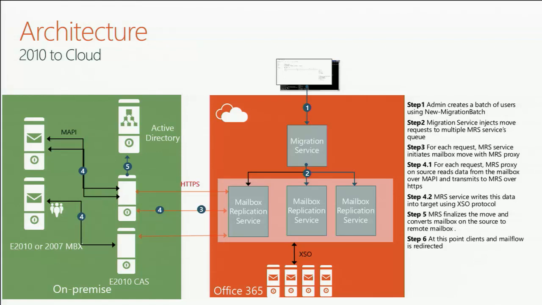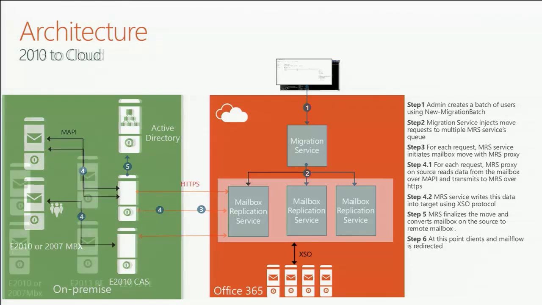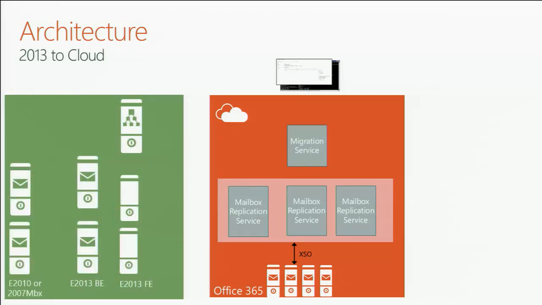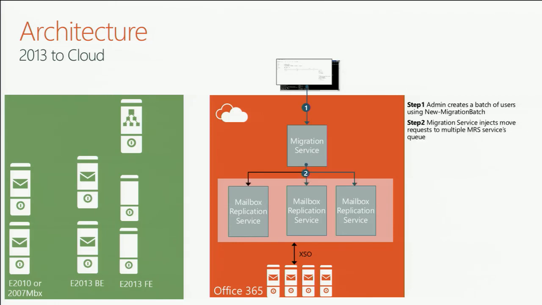This is very similar for 2013 as well, except that MRS in 2013 is running on the mailbox server as opposed to the CAS server. And so let's walk through the same thing. In the cloud, admin issues a new migration batch request, which in turn results in shredding of the request to the various MRS services. The MRS then reaches out to the on-premise environment. Here, the request gets proxied via the front-end machine to the back-end MRS server.